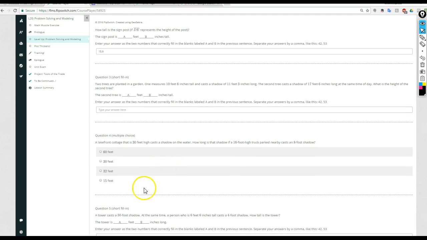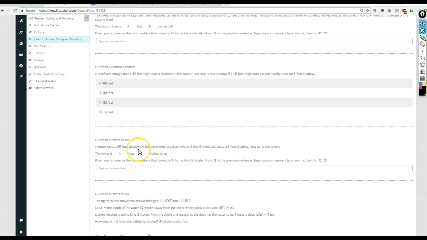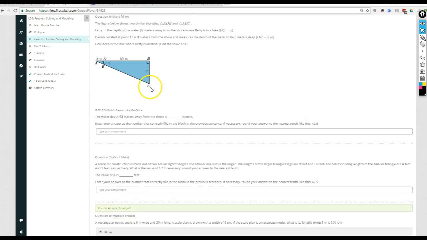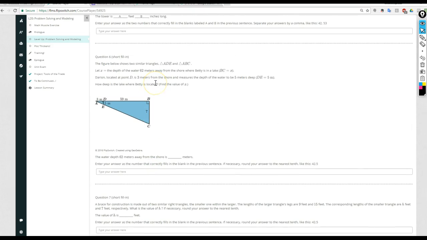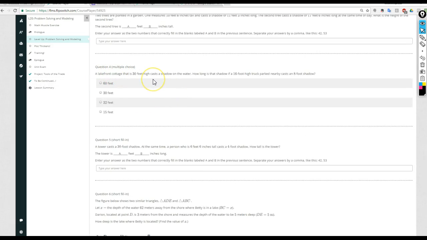And question 3 is really similar to question 2, so we're going to skip that, and we're going to go to question 4. The lakefront cottage that is 30 feet high casts a shadow on the water. How long is that shadow if a 16-foot high truck parked nearby casts an 8-foot shadow?